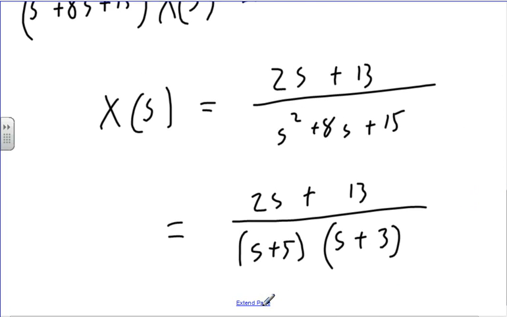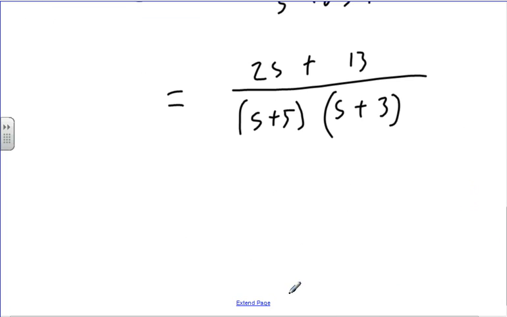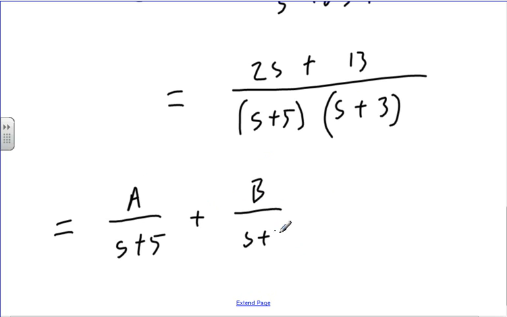That's fine. So now what am I going to do? Well, I'm going to look at my Laplace transform table, and I'm going to see that, well, it doesn't look like I have any of those things. But I can do partial fractions. And I can say that this is going to be A over s plus 5 plus B over s plus 3. And now all I have to do is solve for A and B.